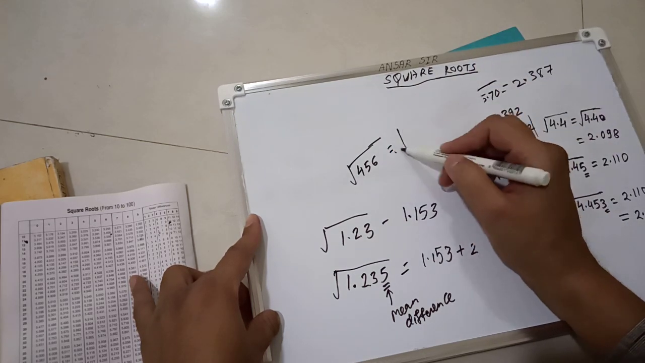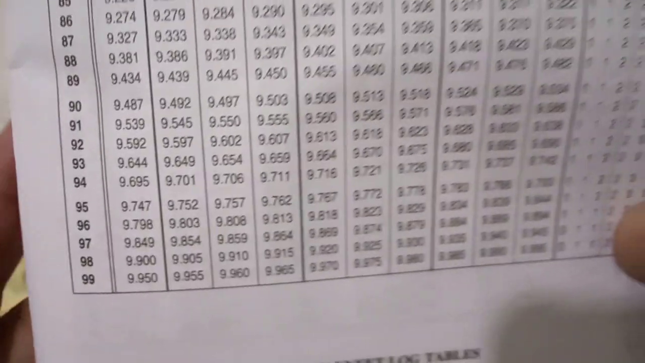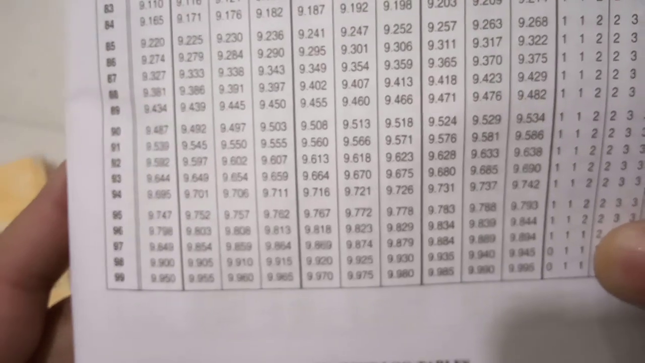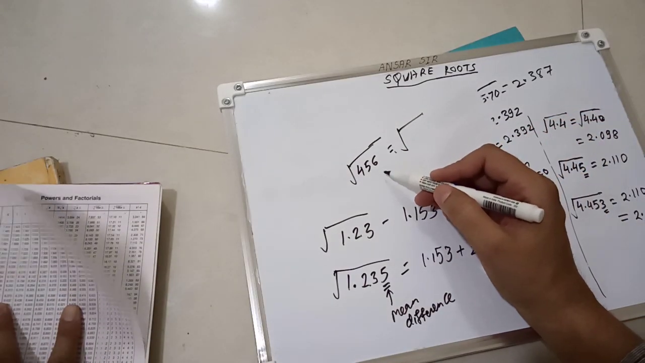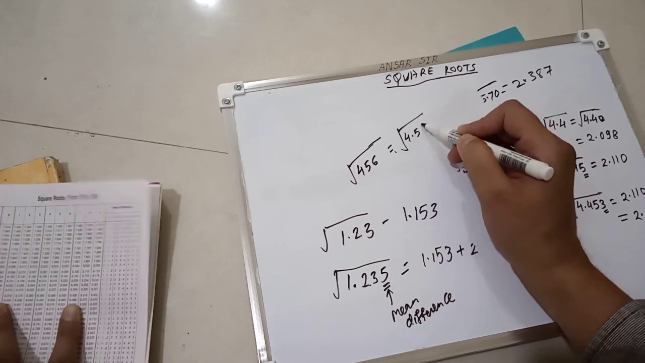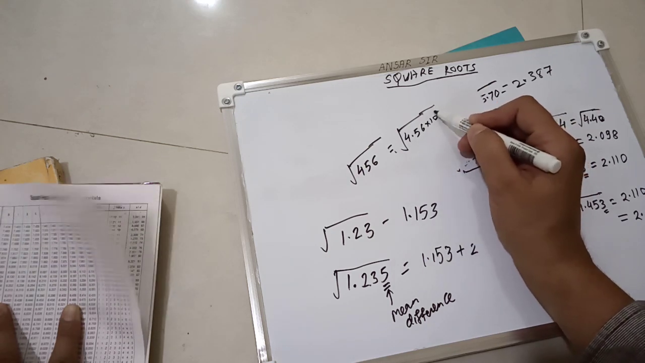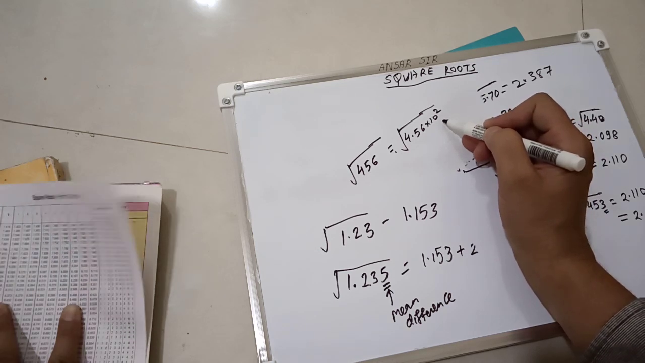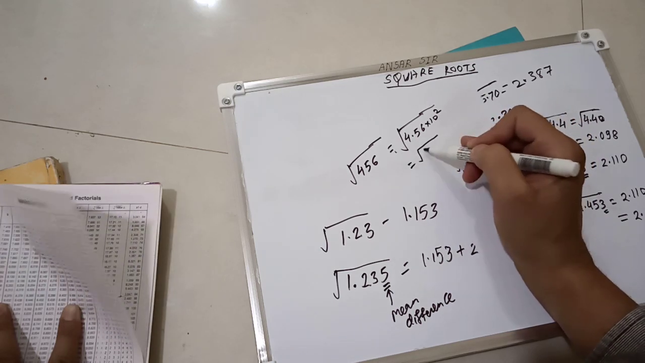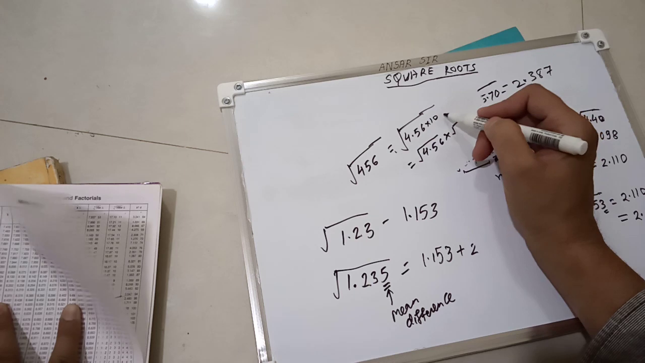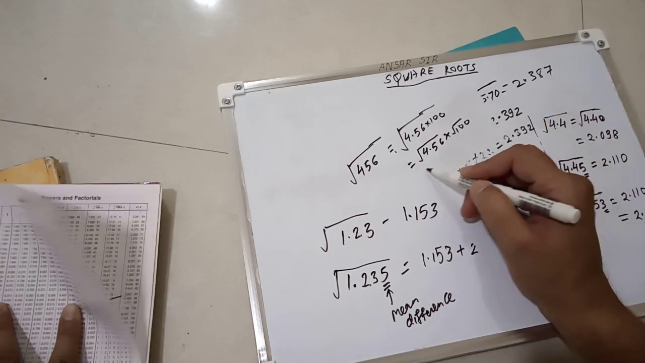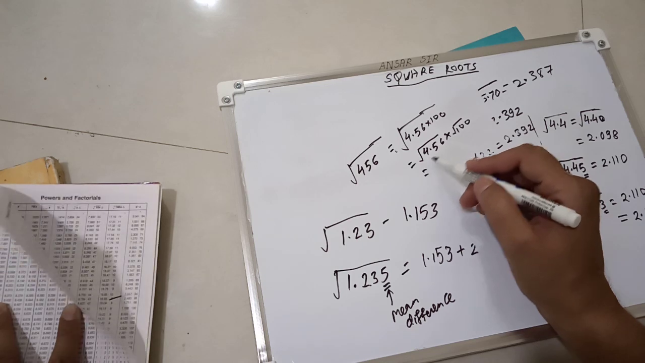See, you know that in the square root table they have given square roots only up to 99.9. We cannot find any square root greater than 99.9. But suppose in the question we are asked to calculate the square root of 456. What will we do? We will write 4.56 into 100. Always try to bring an even power here, so that we can write it as square root of 4.56 into square root of 100, and square root of 100 will be 10.